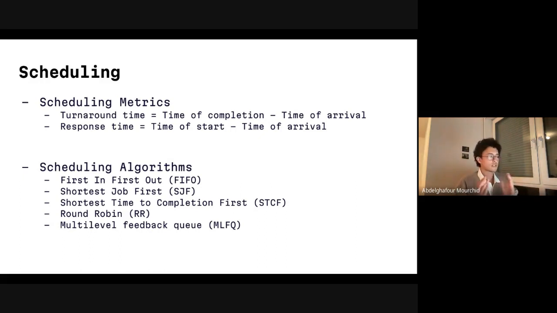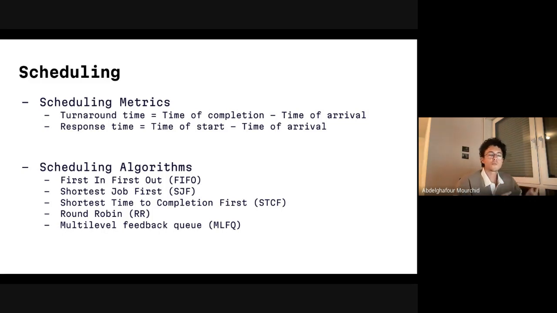There are algorithms that are responsible for this scheduling. But to measure the efficiency of a scheduling algorithm, we have two metrics: turnaround time and response time. So turnaround time is basically the duration from when the process is created until the process finishes. This is the turnaround time of a process. The response time is from when the process is spawned, or when we create the process, until the first execution of the process.